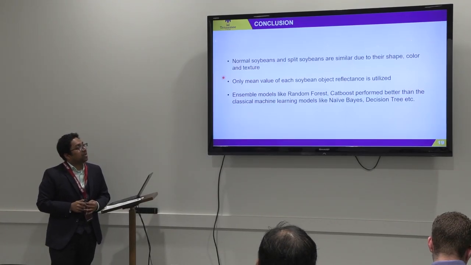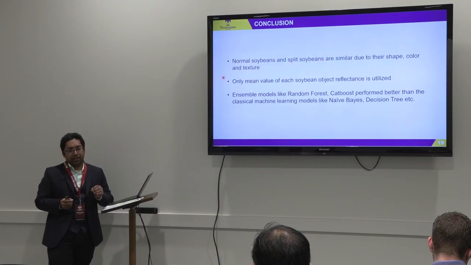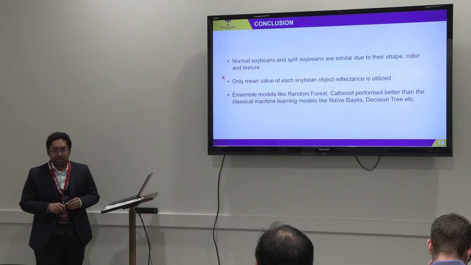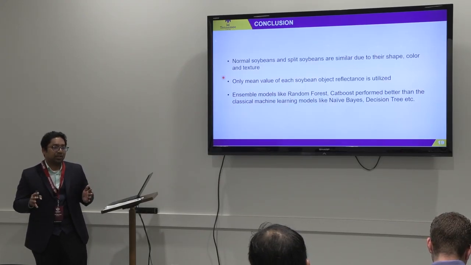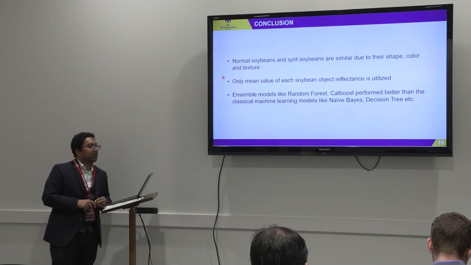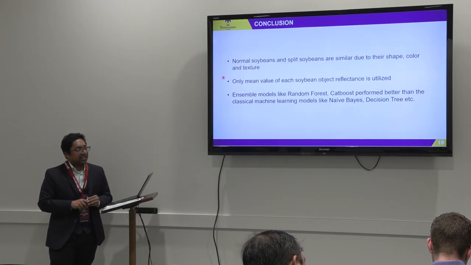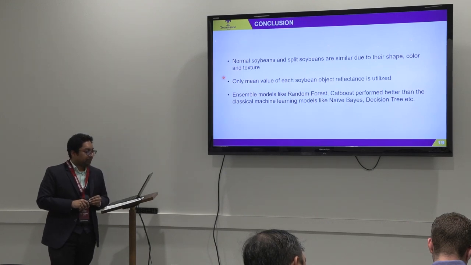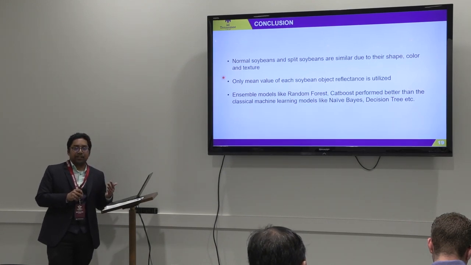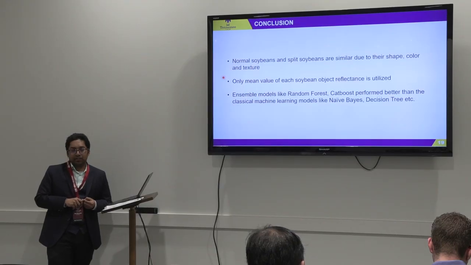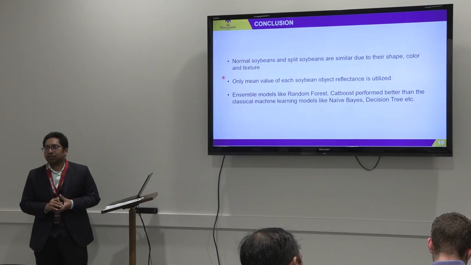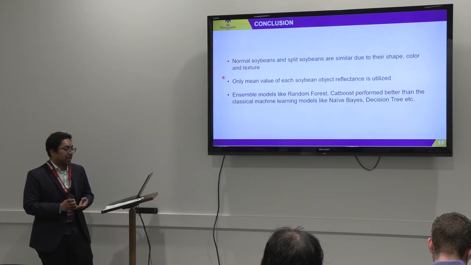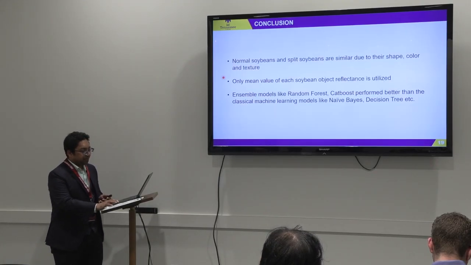We have only considered the mean value because the mean value can capture the overall bandwidth of the individual object. We also tried with all the pixel values, and in that case the dataset was very huge, but we still tried it in our experiment. So only the mean value actually worked very well. And we found that for our tabular dataset, ensemble models like random forest can boost it, and we also tried the XGBoost classifier, so they perform very well against the other traditional classifiers.